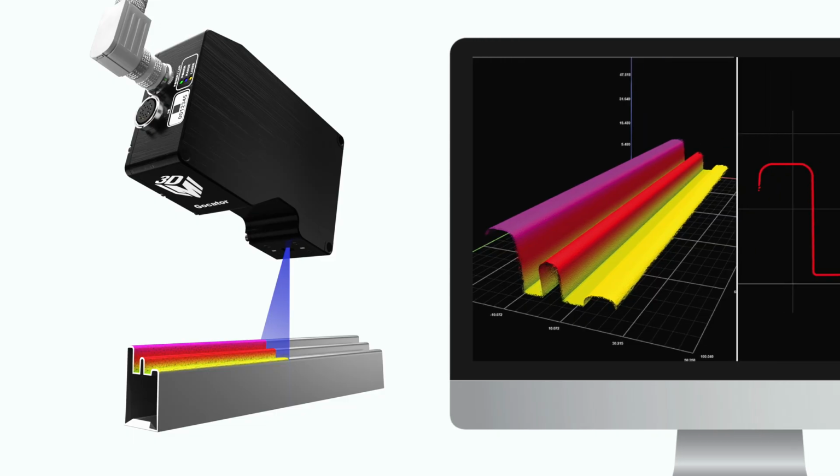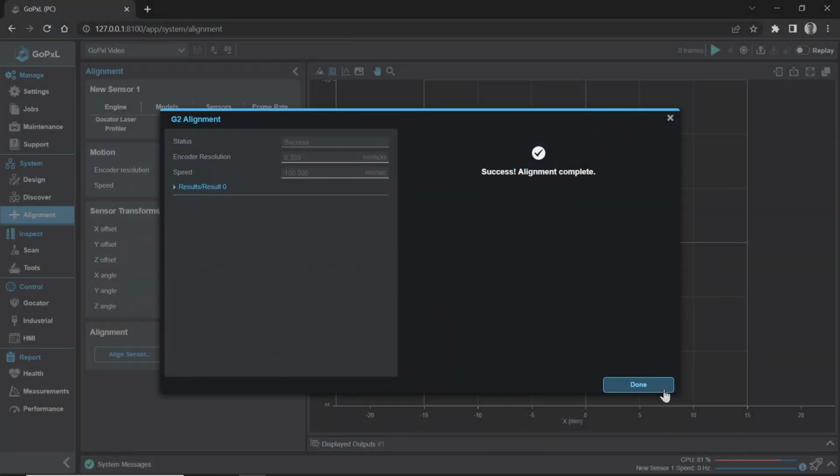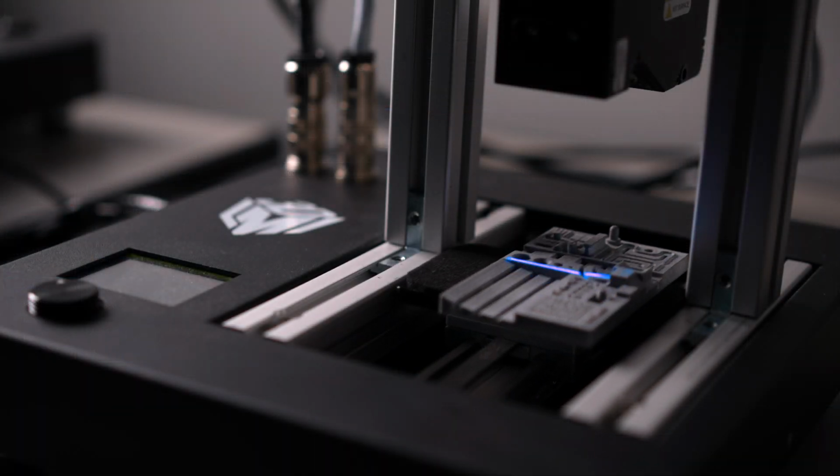Welcome to part two of the GoPxL first-time user video series, helping you get started using GoPxL on a G2000 series line profile sensor. This video demonstrates how to use the alignment wizard, and we will walk you through how to acquire a surface scan.